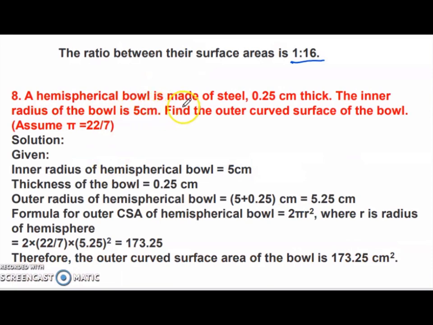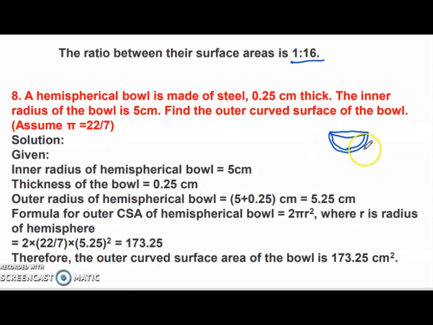A hemispherical bowl is made of steel 0.25 centimeter thick. The inner radius of the bowl is 5 centimeter. Find the outer curved surface area of the bowl. So it is having a certain thickness. This is how the bowl looks like. A slight thickness is there over here.